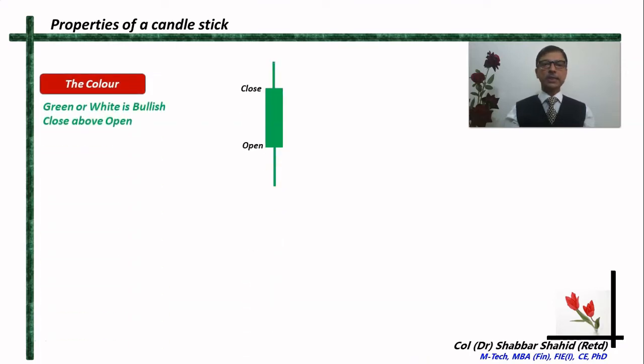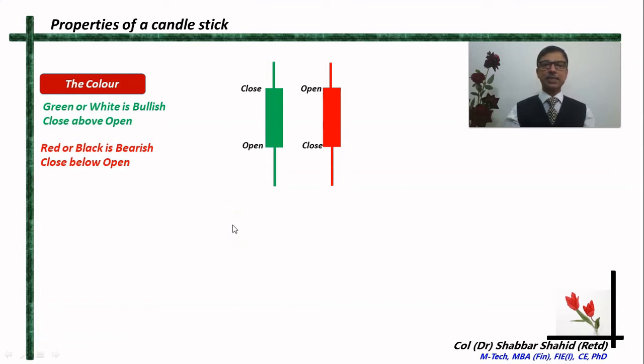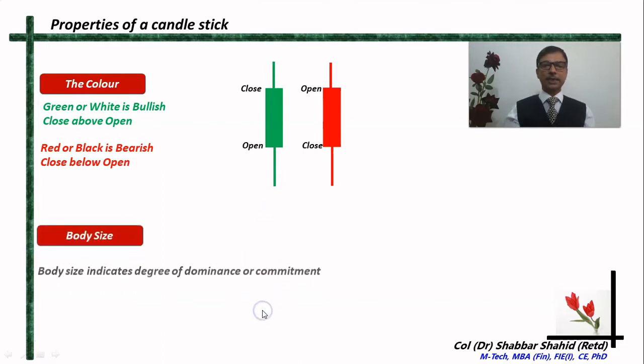The moment you see a green candlestick, it should automatically come to your mind that it is a bullish candlestick, where the closing price of the asset is higher than the opening price. And if it is a red candlestick, again it should automatically come to your mind that it is a bearish candlestick and the closing price is lower than the opening price. It will not be written there on the candlestick, but just by looking at its color, it should be known to you. The second thing is the body size.